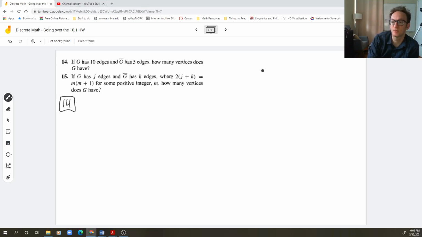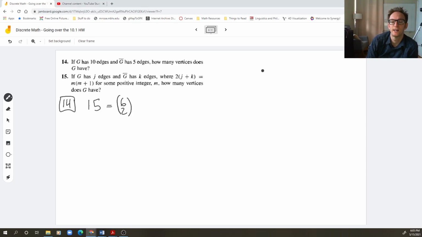Interesting. No, this is a little bit interesting. G has 10 edges, G complement has 5 edges. So if I add up the number of edges in G and the number of edges in G complement, I get 15. Therefore, what does that tell me about G? Well, it just so happens that 15 just is 6 choose 2. Yeah, that's just true, right? 15 just is 6 choose 2.